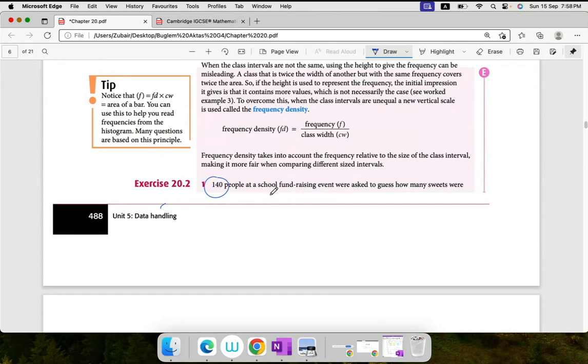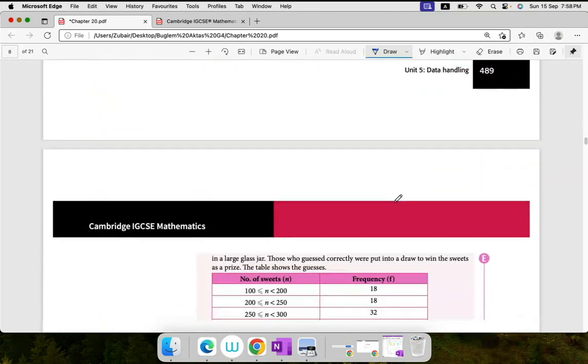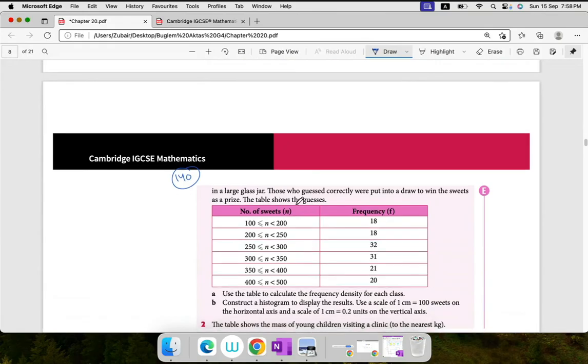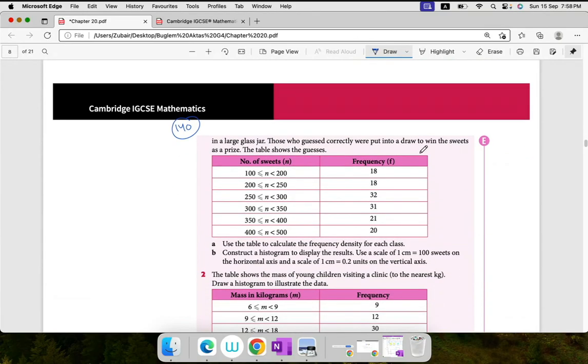140 people at a school fundraising event were asked to guess the number of sweets in the glass jar. So I'm writing that number here: 140 people were asked. Those who guessed correctly were put into a draw to win the sweets as a prize. The table shows the guesses. 18 people guessed 100 to 200, 18 said 200 to 250, 32 said 250 to 300, and so on. Use the table to calculate the frequency density for the classes.